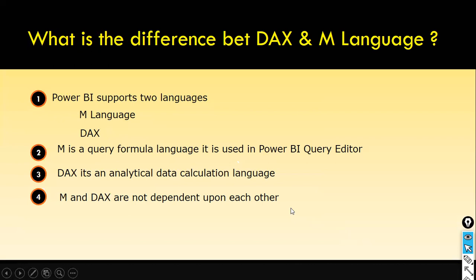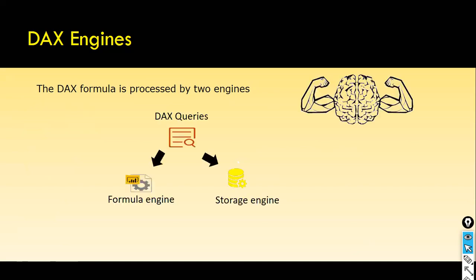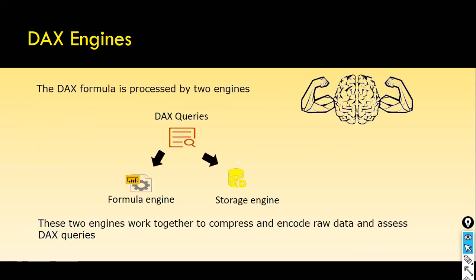So next one is the DAX engine. This is very important. What is a DAX engine? The measures, or whatever DAX formula that you use, are processed by two engines. One is called the formula engine, the other is called the storage engine. These two engines work together to compress and encode raw data and assess your DAX queries.